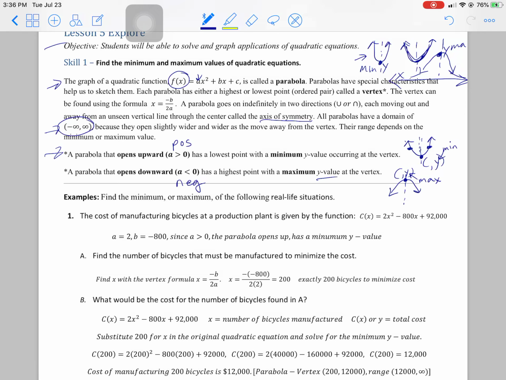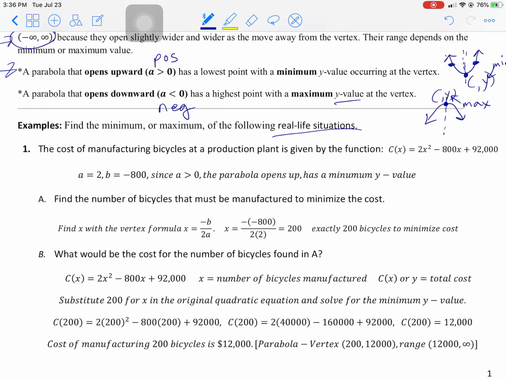Okay? So, to find the minimum or maximum in the following real-life situations, we want to process the quadratics, recognizing some things we know about all quadratic equations, okay? So number 1 says the cost of manufacturing bicycles at a production plant is given by the following function. This is called a function and not an equation because it has function notation in the front of it, okay? That talks about when the cost, C, is given per bicycle, which is the X. So this is the function notation for figuring out when the number of bicycles are made, what the cost is of those bicycles. And this is the function that we're looking at right here.